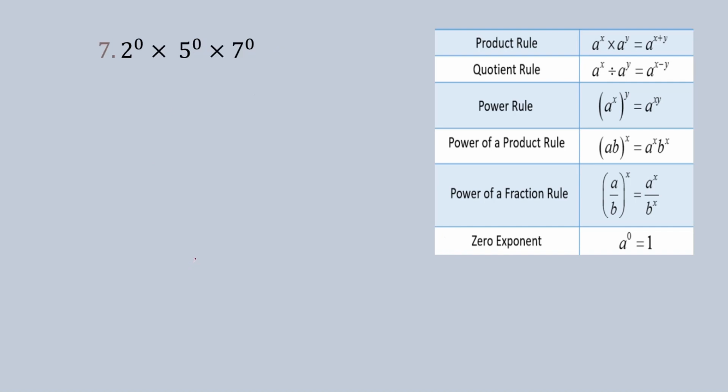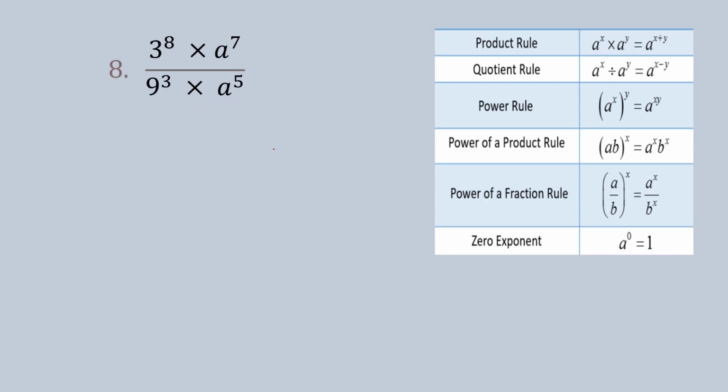Moving to question number 7. Here also we have base raised to the power 0. So we will replace it by 1. 5 raised to the power 0, 1. 7 raised to the power 0, 1. You can multiply 1 n number of times. Still you will get 1 as a result.